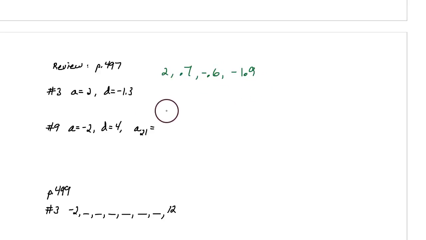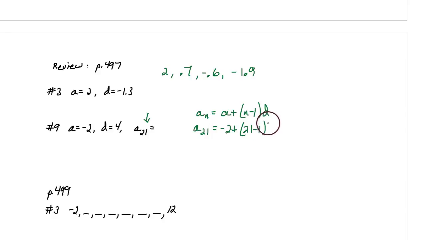Next, number 9, we want to find the 21st term of an arithmetic progression where we know a and we know d. We have a formula for that. a sub n equals a plus n minus 1 times d. And we want to find a sub 21. So a is negative 2, n is 21, and d is 4. Then evaluate that answer. 20 times 4 is 80, negative 2 plus 80 is 78.